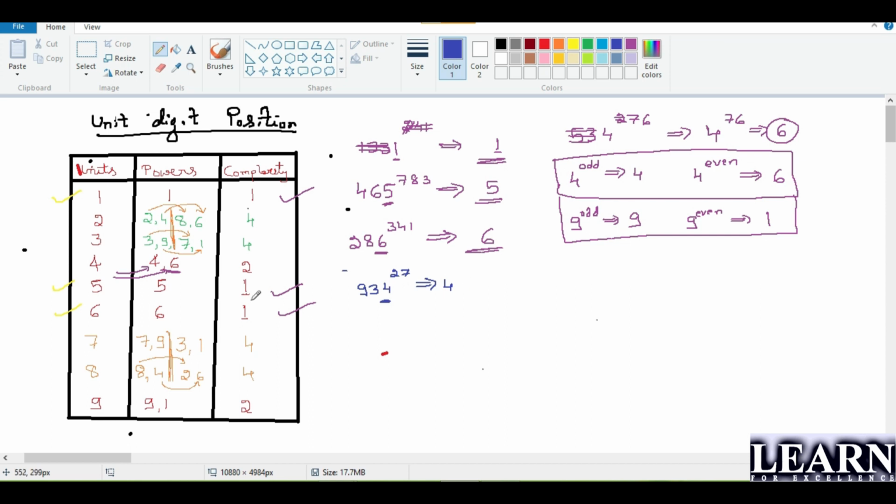Now I'll take one more number with respect to 9. I'll take 729 to the power 146. So here we have 9 to the power even. Yes, good. 9 to the power even ends with 1. So just understand these values, guys. So we are done with complexity 1. We are done with complexity of 2.